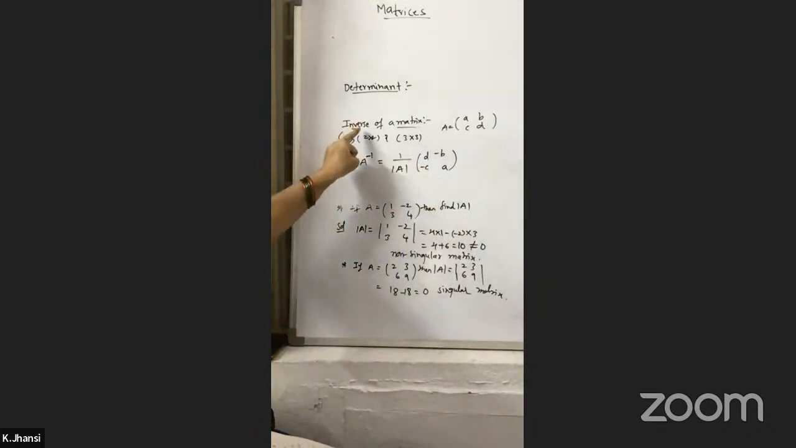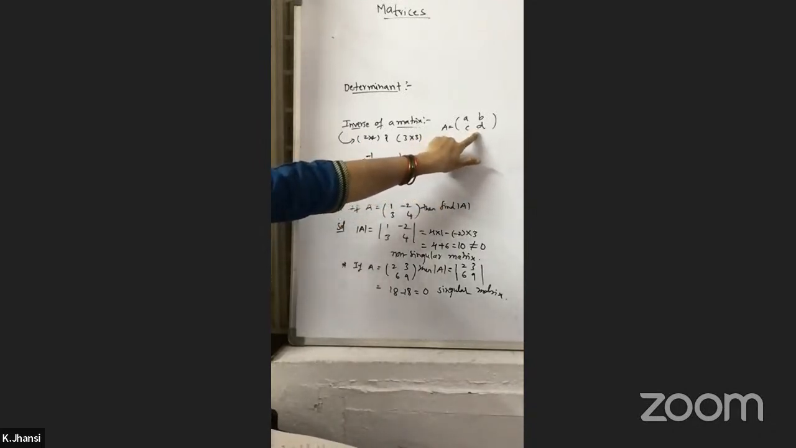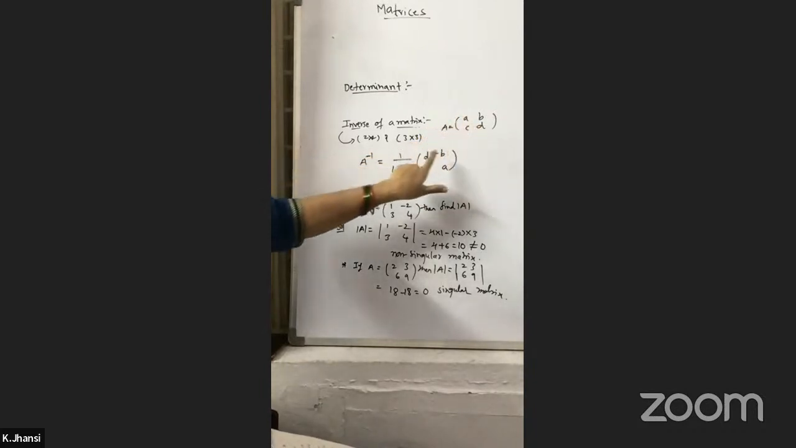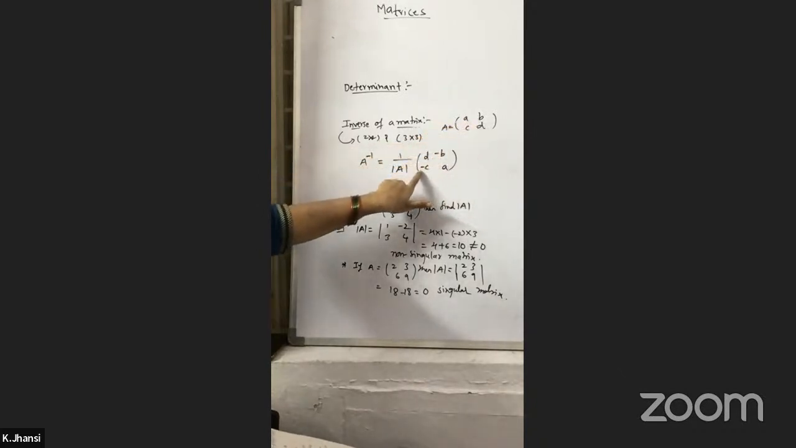So for the inverse of a 2 by 2 matrix, the formula is A inverse equals 1 by determinant of A into a matrix where you just interchange the diagonal entries: D will come here, A will come here, that is D, A, and for the other two values you take the negative sign.